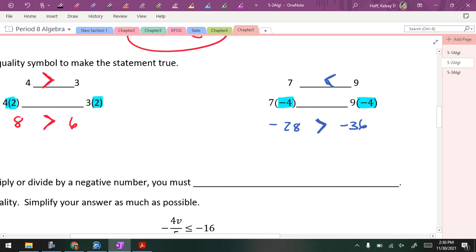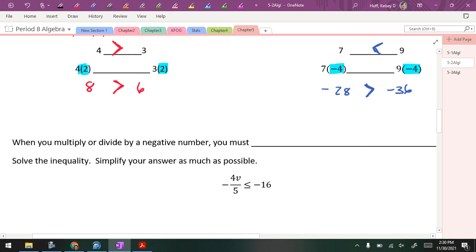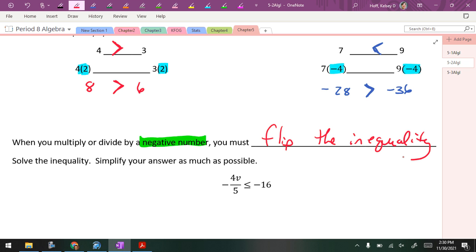So here's the curveball. When you multiply or divide, only multiplication and division, by a negative number, notice here we multiplied by 2, a positive number. Here we multiplied by -4. You must flip the inequality. I don't care what your answer is. It doesn't matter if you produced a positive or produced a negative. Whatever you multiply or divide by, if it's negative, you have to flip the inequality. Yep.